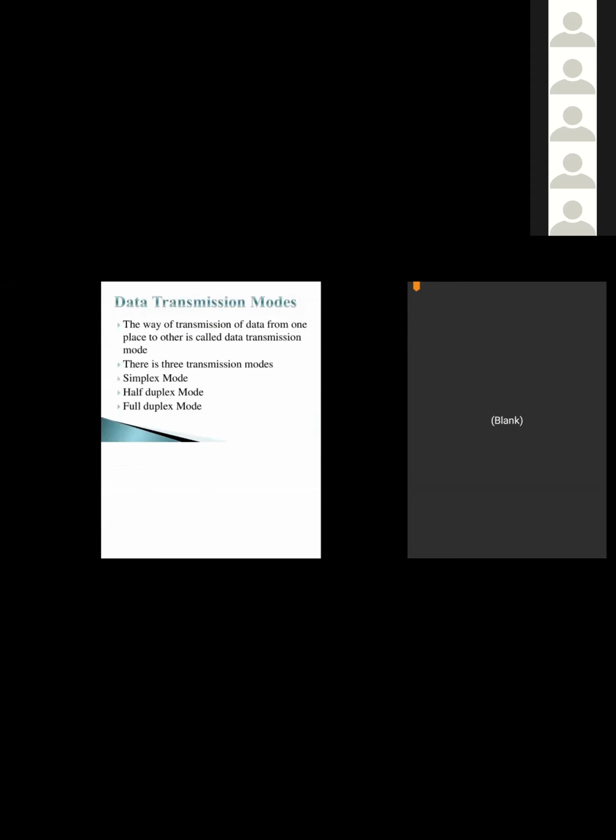Data transmission modes. The way of transmission of data from one place to another is called data transmission mode. There are three transmission modes: simplex mode, half duplex mode, full duplex mode.